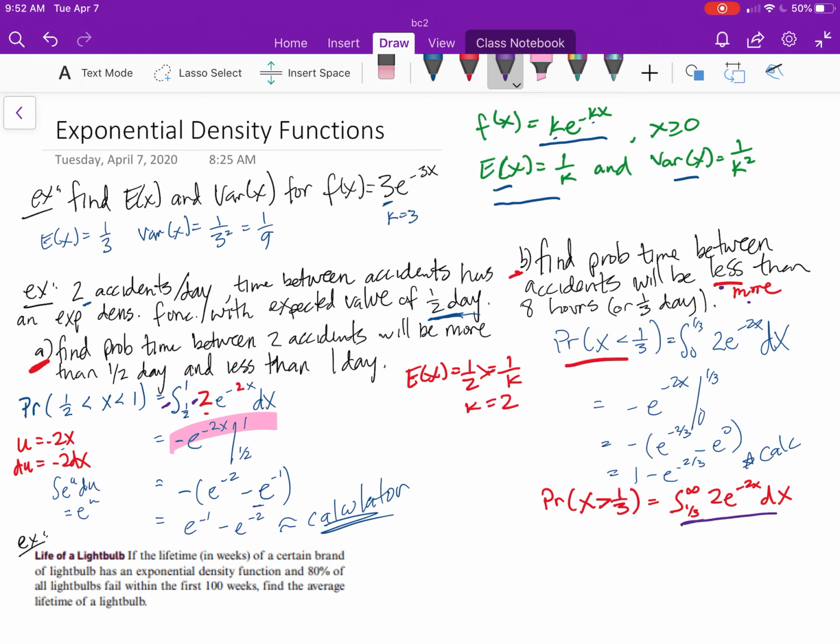So instead of this, that's equivalent to 1 minus the probability of x is less than 1/3. Right? We take the result we just got and take it away from 1. So therefore, we could just do 1 minus the result we just ended with. And 1 minus 1 is 0, so we just get a positive e to the negative 2/3. Now, if you had done it this long way, and use the limits in improper integrals, you should still get the same result.